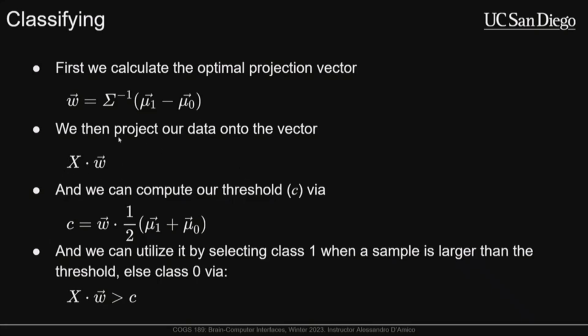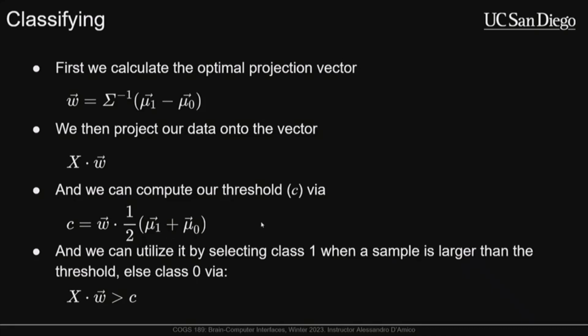So then once we have that projected data, in this case we'd be projecting all of our two-dimensional data onto a single line. Then we need to calculate what the threshold is going to be, right? This is going to be, okay, if I set this value, anything that's smaller than it is going to be in class 0, and anything larger than it is going to be in class 1. And we can compute that with this formula. So it's just the projection vector multiplied by half of the two means added together.